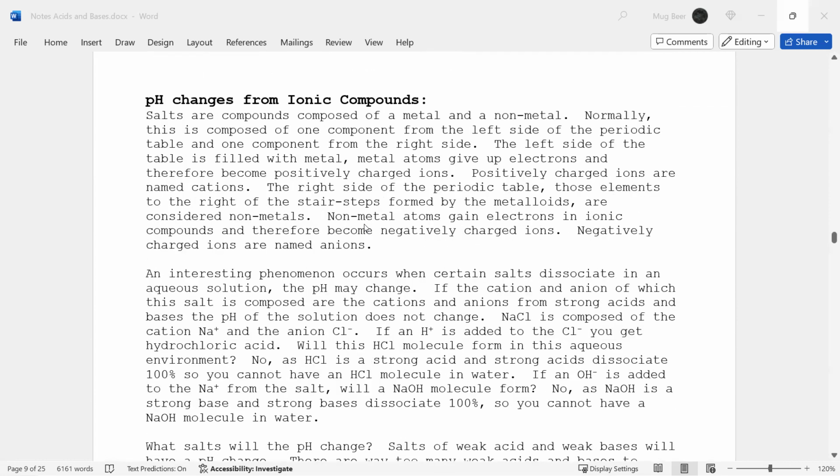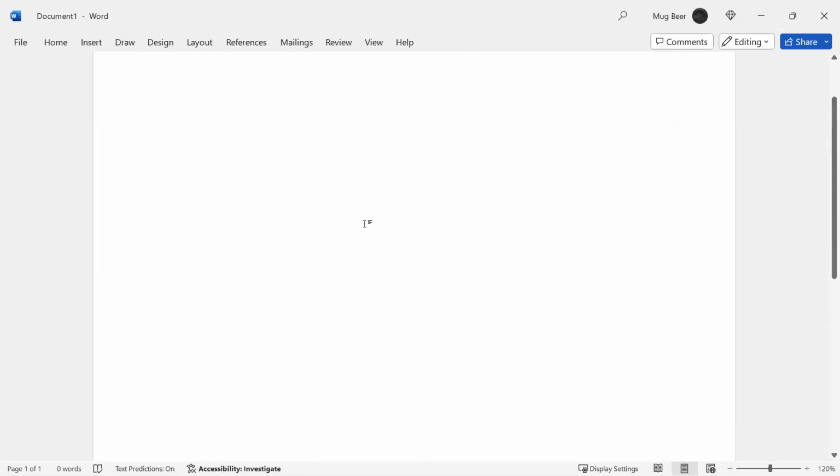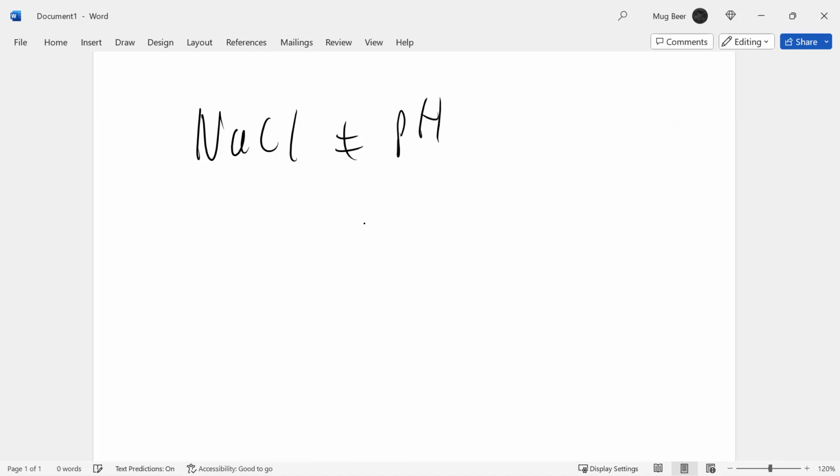All right, so I want to talk about a pH change from an ionic compound. So when I say an ionic compound, I'm saying a salt. So can a salt change pH? And the answer to that is yes. But the caveat is it depends on the salt. So this salt, that's a big no-no. No pH change. So the reason is because of the conjugates, all right?